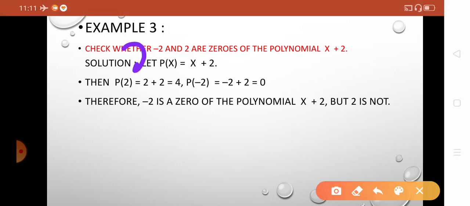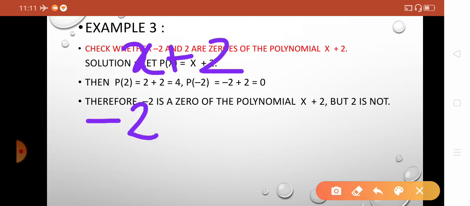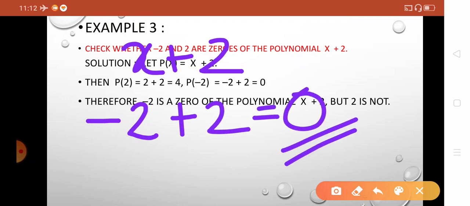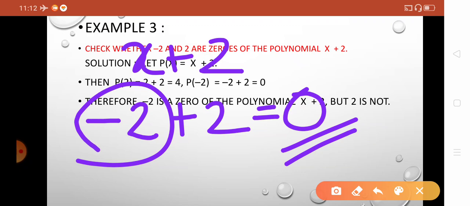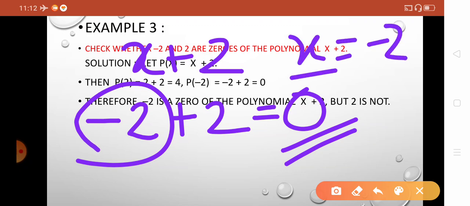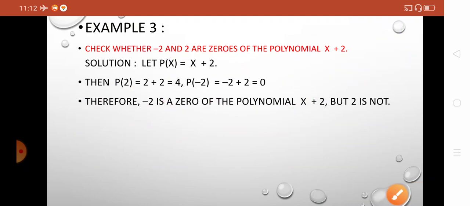So here we have x plus 2. So first of all we will put minus 2 in place of x. So minus 2 plus 2 is equal to 0. So our answer comes out to be 0. That means minus 2 is the zero of the polynomial. x is equal to minus 2 is the zero of the polynomial.